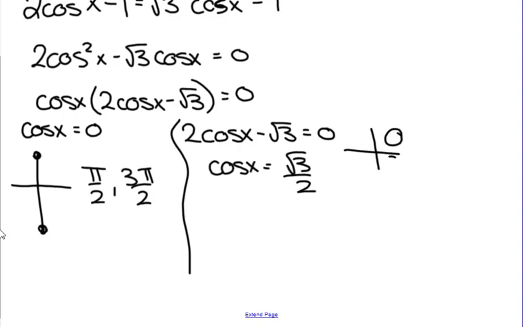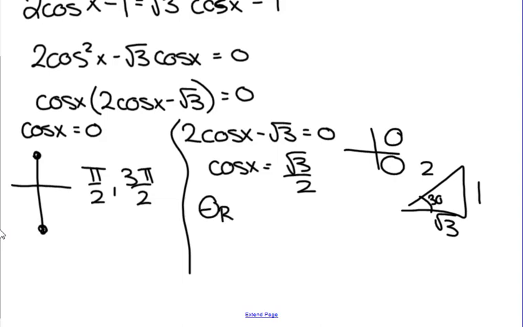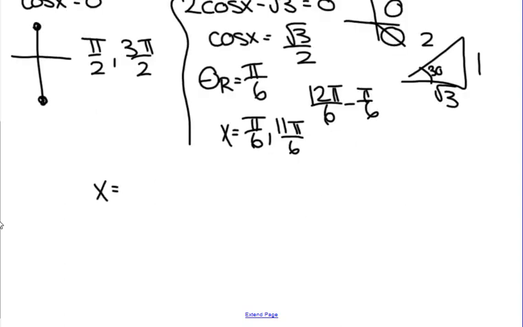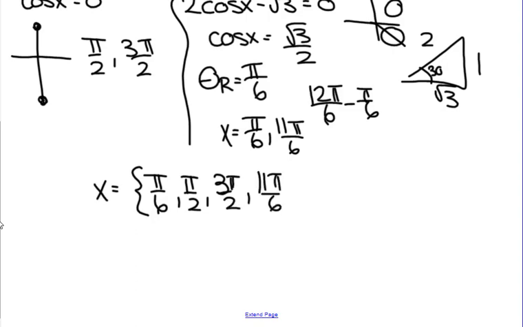We want cos to be positive. And if we look at our special triangles, we've got 1, 2, root of 3, where our cosine is root of 3 over 2 at our 30 degrees, or pi over 6. So that means our reference angle is pi over 6. So then quadrant 1 is pi over 6. Quadrant 4 would be 12 pi over 6 subtract pi over 6, so 11 pi over 6. And then our final answer would be pi over 6, pi over 2, 3 pi over 2, and 11 pi over 6.